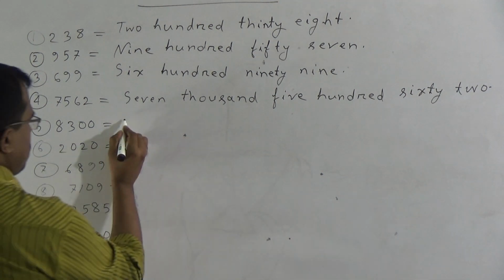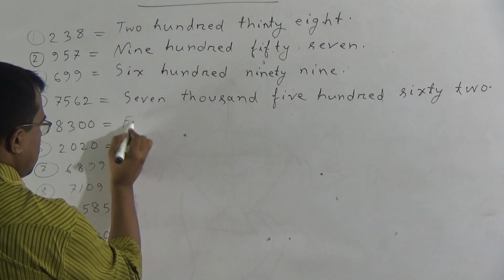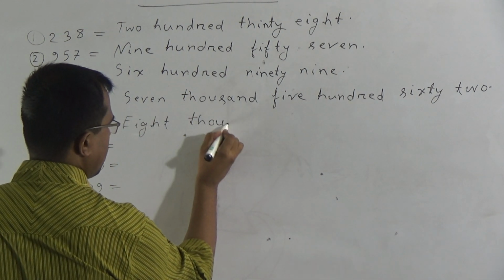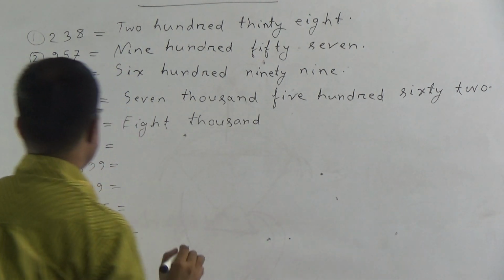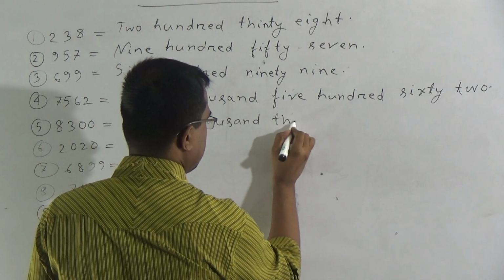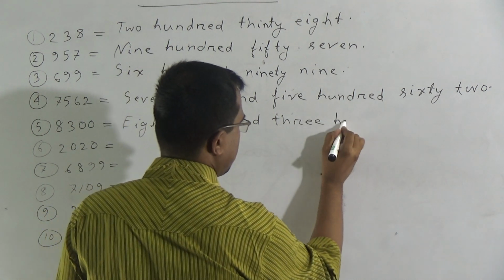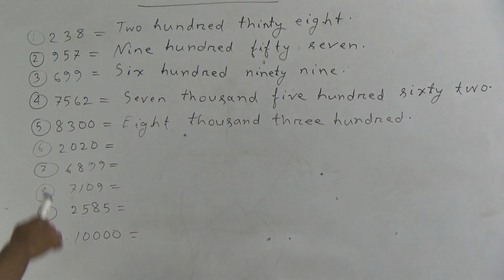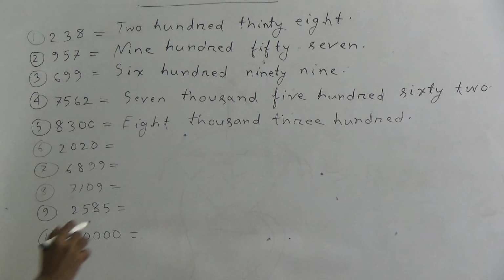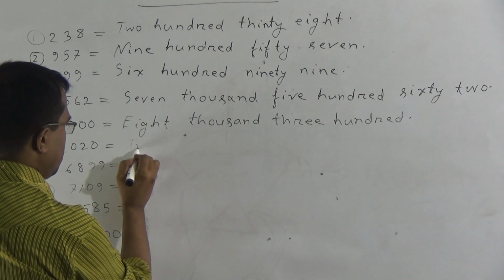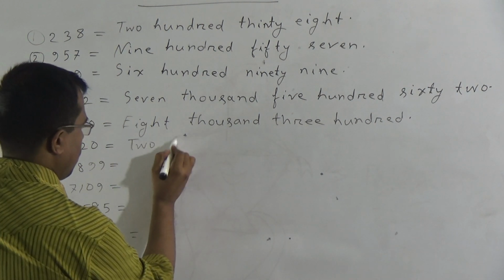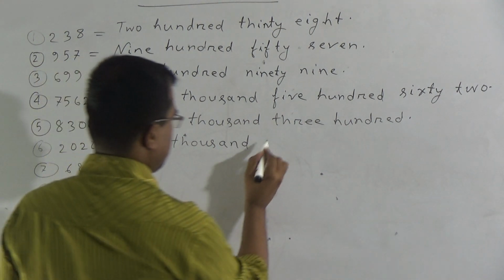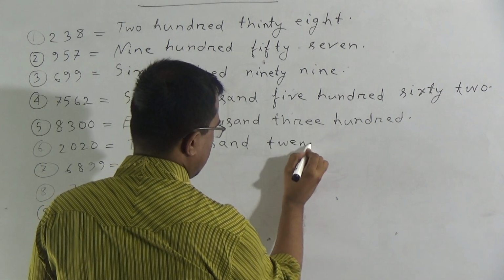8300. Eight thousand three hundred. Our next number 2020. Two thousand twenty.